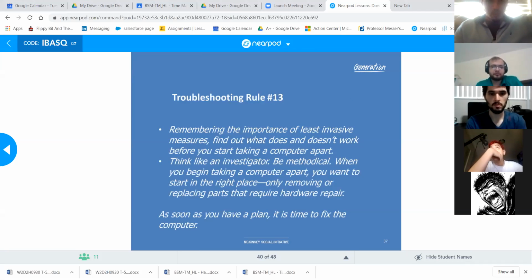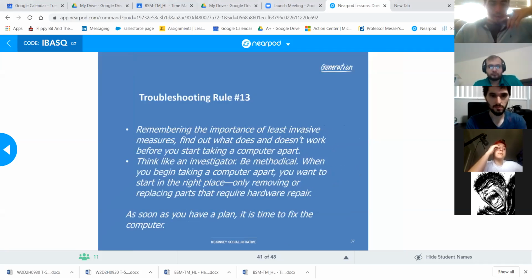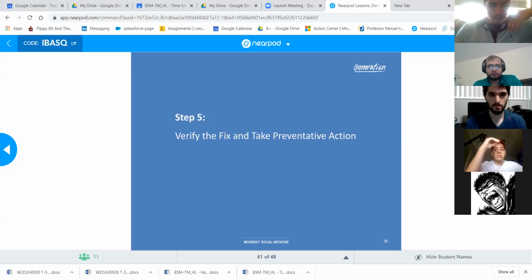So, like I just said, remembering obviously the importance of the least invasive measures. We want to think like an investigator, be methodical when you begin taking apart the computer. And obviously, as soon as you have a plan, it's time to fix the computer. Step 5, not to be confused with Rule 5: verify and fix and take preventive action.